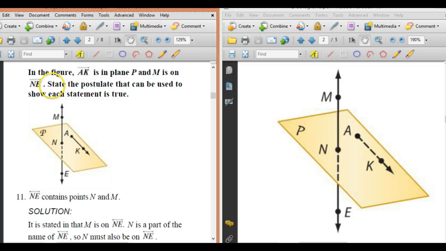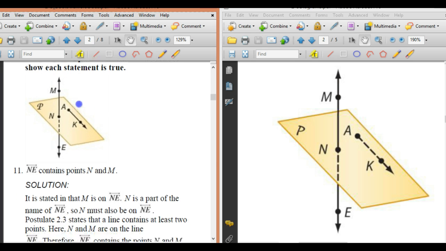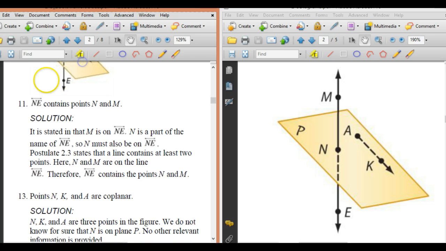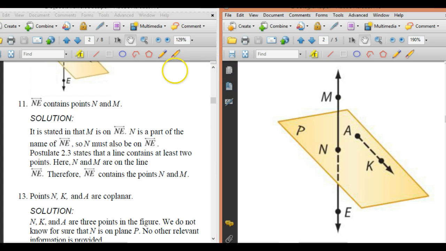On numbers 10 through 13, our directions say, in the figure, ray AK is in plane P, and point M is on line NE. State the postulate that can be used to show each statement is true. So, number 11 says line NE contains points N and M. So here's line NE, here are points N and M.